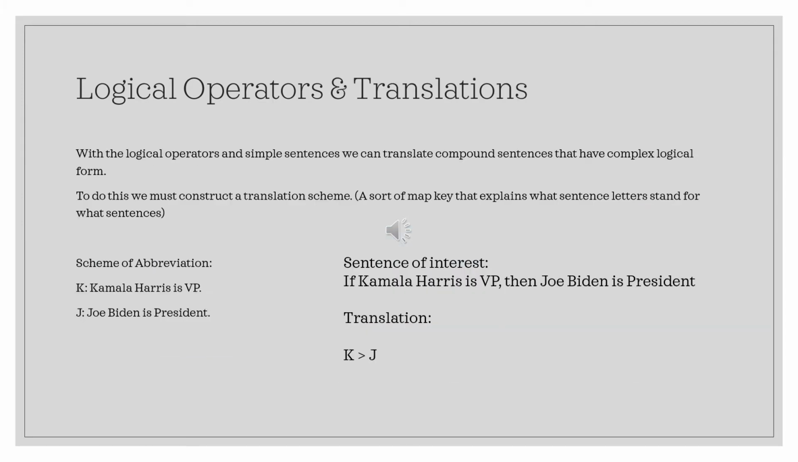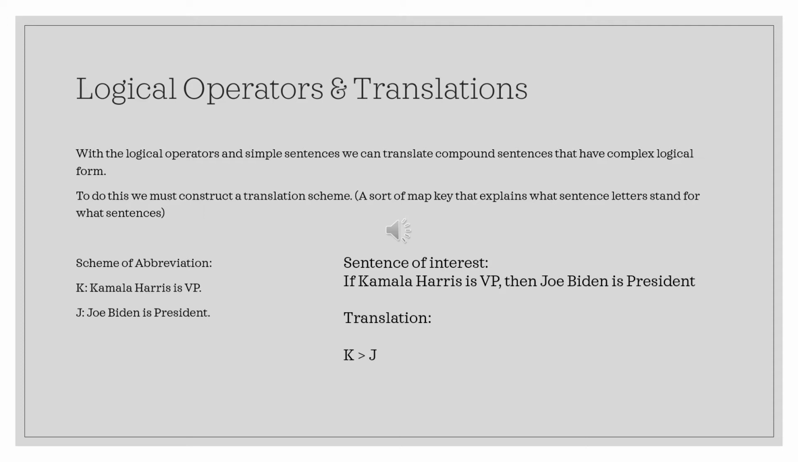All right, so now with the logical operators in hand and simple sentences that we can translate into sentence letters, we can translate compound sentences that have complex logical form. To do this, we're going to construct what's called a translation scheme or a scheme of abbreviation, which is sort of like a map or a key to a map that explains what sentence letters stand for what sentences. So first off, we're going to take the sentence Kamala Harris is vice president and symbolize that with the letter K, and the sentence Joe Biden is president and symbolize that with the letter J.